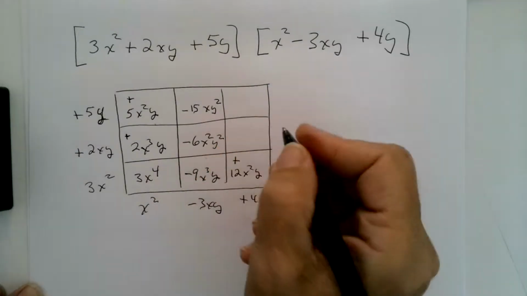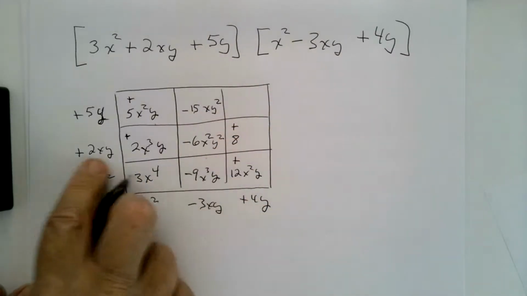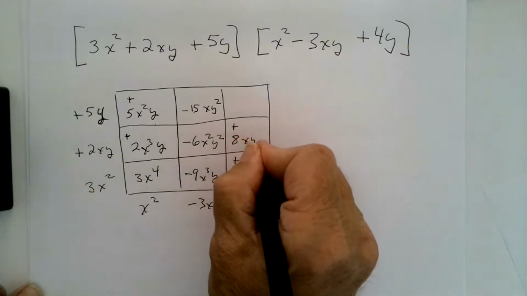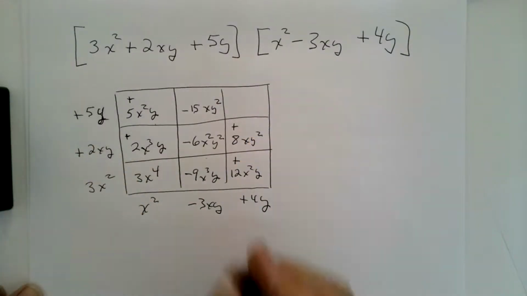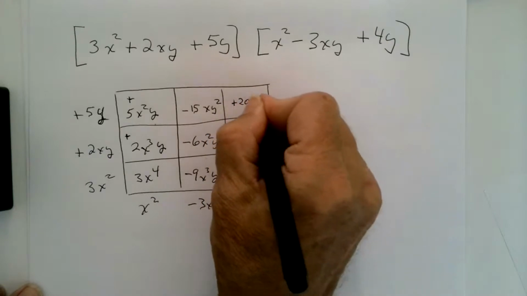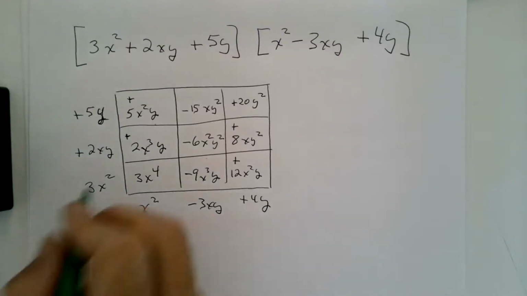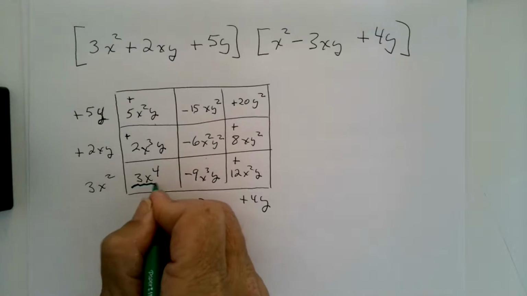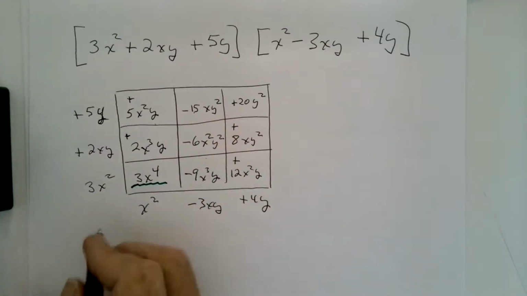Plus 8 xy times y, xy squared. Plus 4 times plus 5, plus 20 y squared. And let us look for like terms. Start with x to the fourth. I only have one x to the fourth term. That's right here. So 3x to the fourth is my only x to the fourth term.